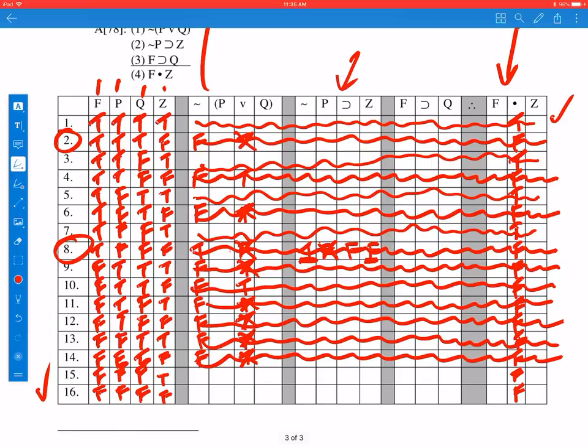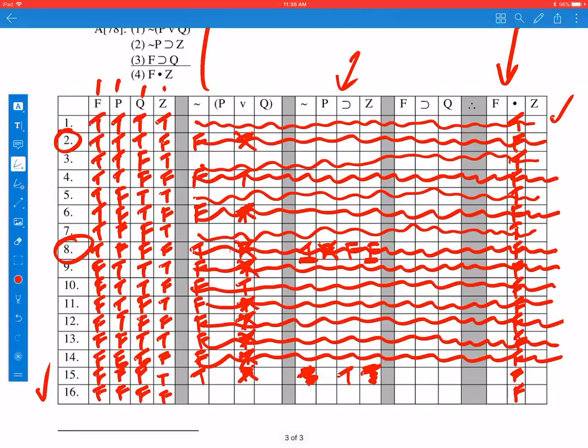15, P here is false, and Q is false, so we have false or false, which is false, and then we negate it, and we end up with true. So we are still interested in this one, because the first premise came out true. Let's look at the second premise. P is false, so not P would be true, and Z here on line 15 is true, so what we have is true, then true, which is true. Okay, so premise 2 came out true as well, so we're still interested.